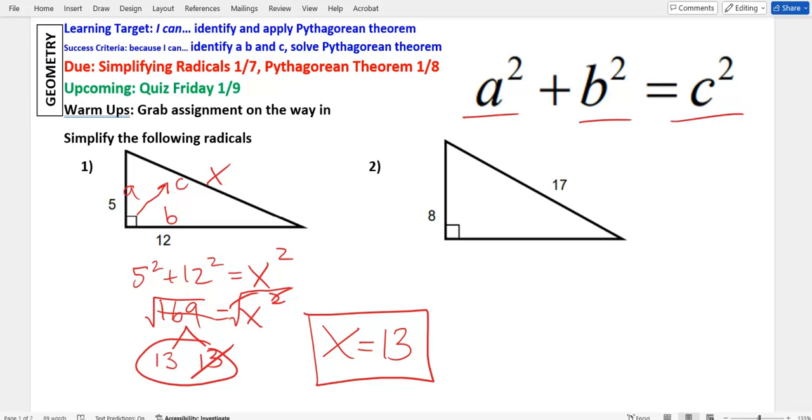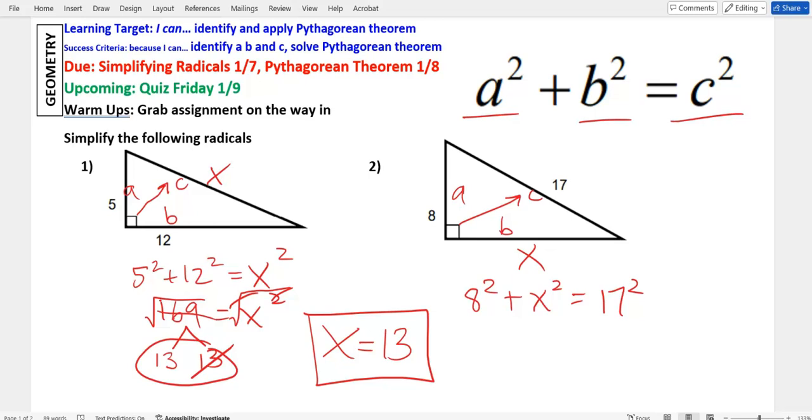Number 2. Once again, right triangle, A, B, and C. A and B are next to 90. Across is C. My missing side is X. So A squared plus B squared equals C squared. A is 8. This is where people mess up. B is the other leg, and it's missing. So it's X squared here. We know the longest side across from 90, the C value, the hypotenuse, is 17. And you've got to square it. 8 squared plus X squared equals 17 squared.